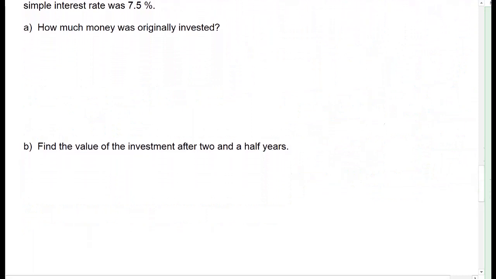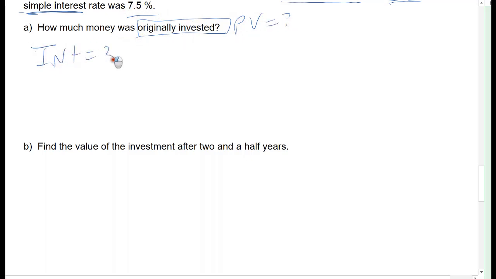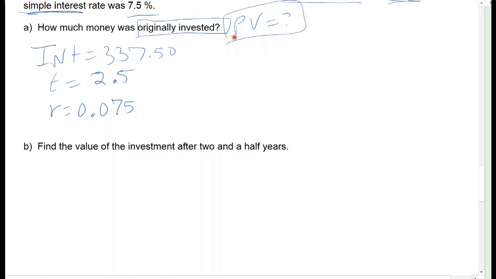All right, next example. An investment over a period of 2.5 years paid, so they gave us the interest, $337.50 in interest. The annual simple interest rate, so there again, there's my phrase, the yearly simple interest rate was 7.5%. How much money was originally invested, right? They didn't tell me what the present value was. What they told me was my interest. The interest was $337.50. They told me the years, 2.5 years. My interest rate was 7.5%, so as a decimal, that's 0.075.